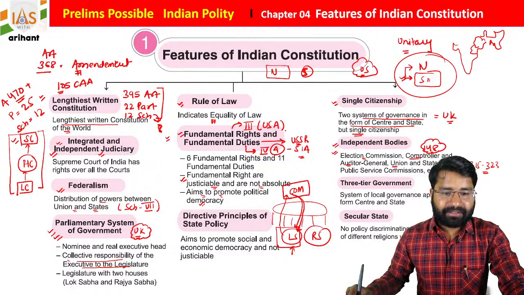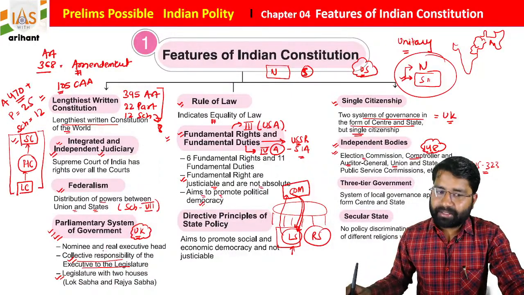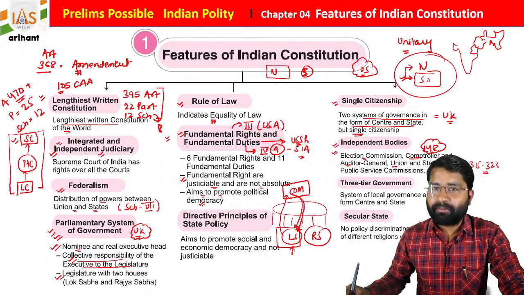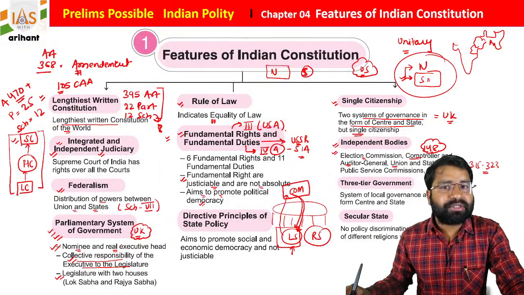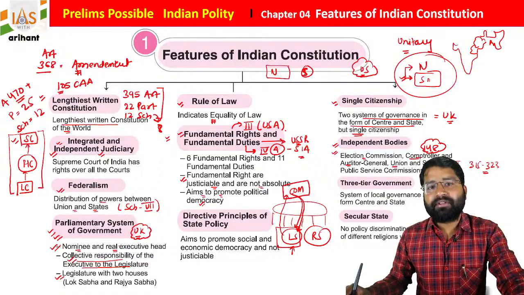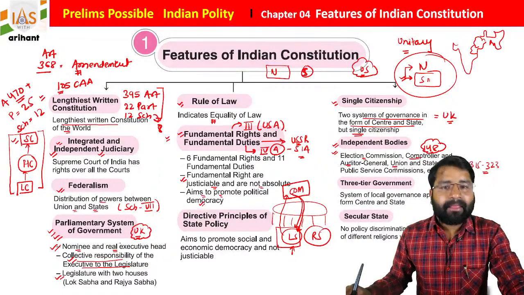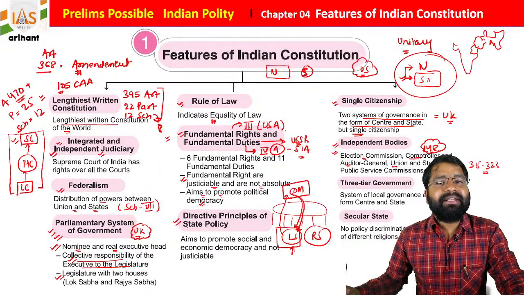So the executive is responsible towards the legislature, and the legislature has two houses, Lok Sabha and Rajya Sabha, and there are two types of executive head. One is nominal or nominated, another is the real executive head. The nominated one is basically the President, because direct election is not there. But if we talk about the USA, students, in the US there is a separate election for the president. So the presidential form of government is found in the USA, but we just adopted this post from the USA, students. Got it?